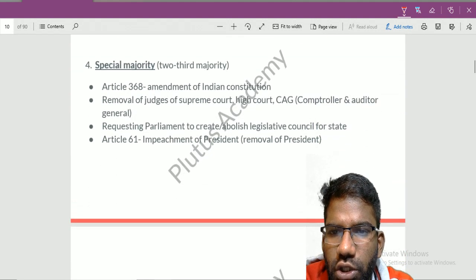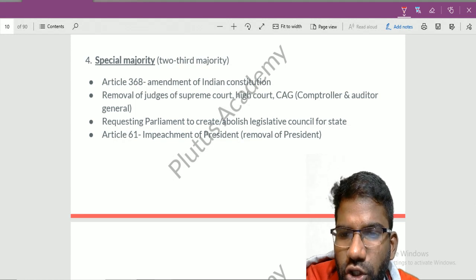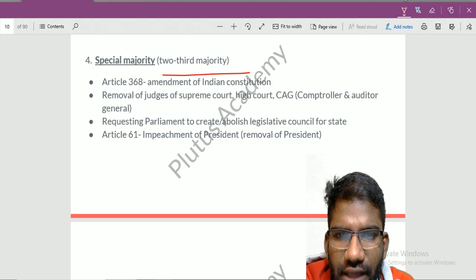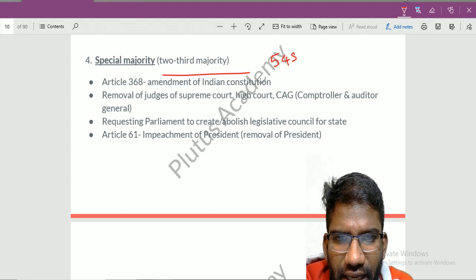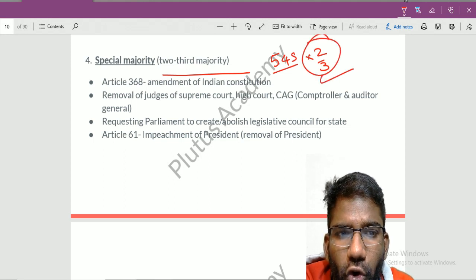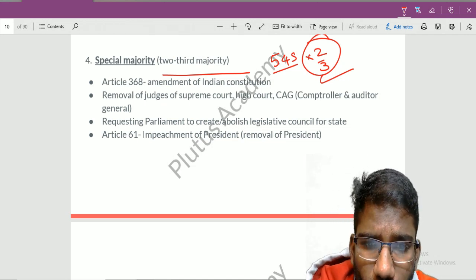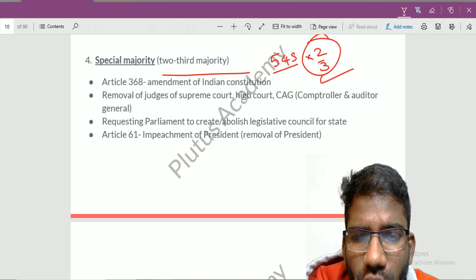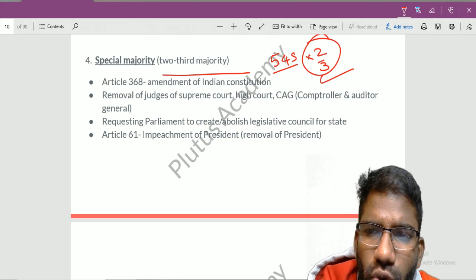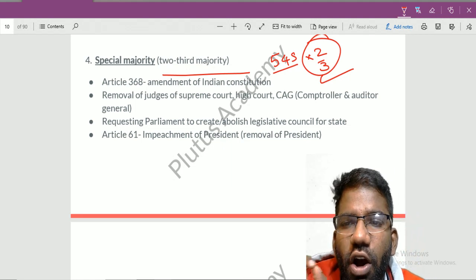Now we will talk about the fourth form of majority, that is special majority. Special majority means a 2/3 majority is required. That is, if 545 members are there, 2/3 of the members should vote in favor of the resolution to pass it, or 2/3 of the members should vote against the resolution to defeat it. Like 545's 2/3. That is special majority. This is used in the rarest of cases.